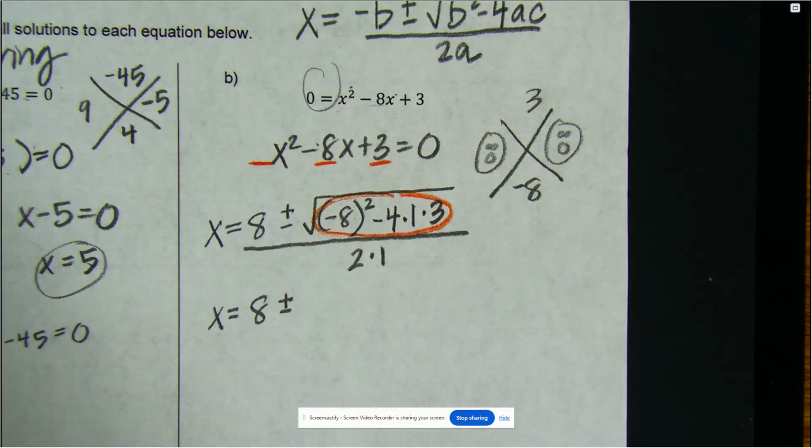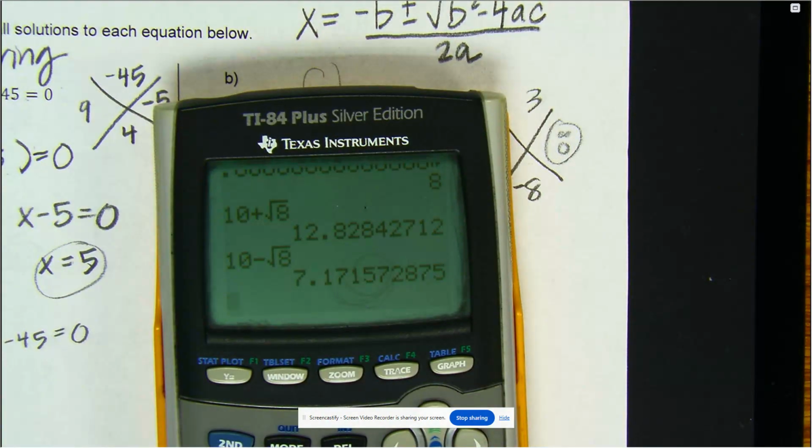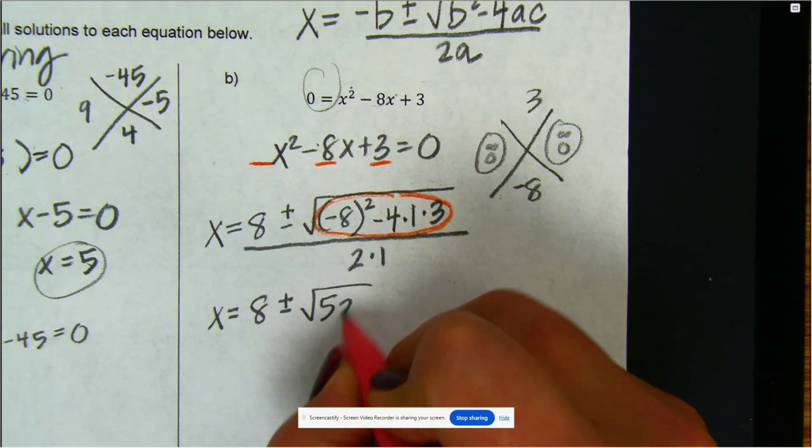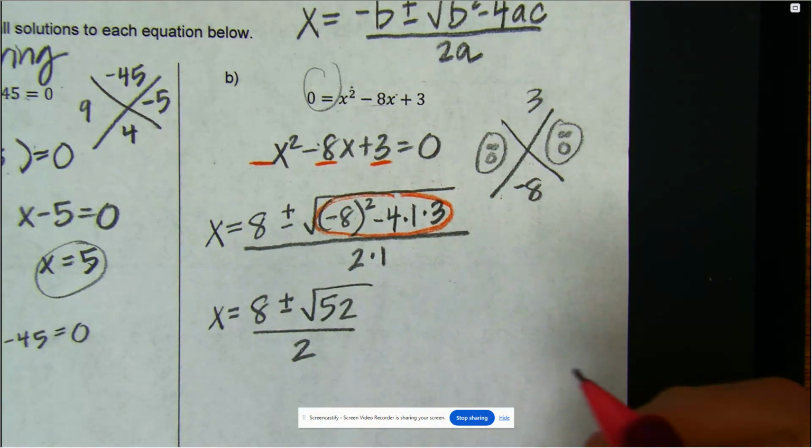I'm just going to show you with my calculator. Negative 8 squared minus 4 times 1 times 3, 52. I'm not typing the square root in, all over 2.